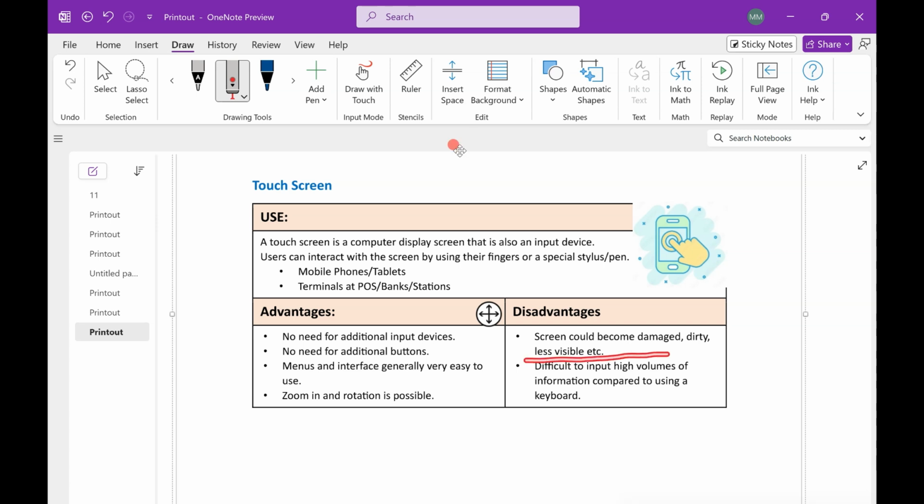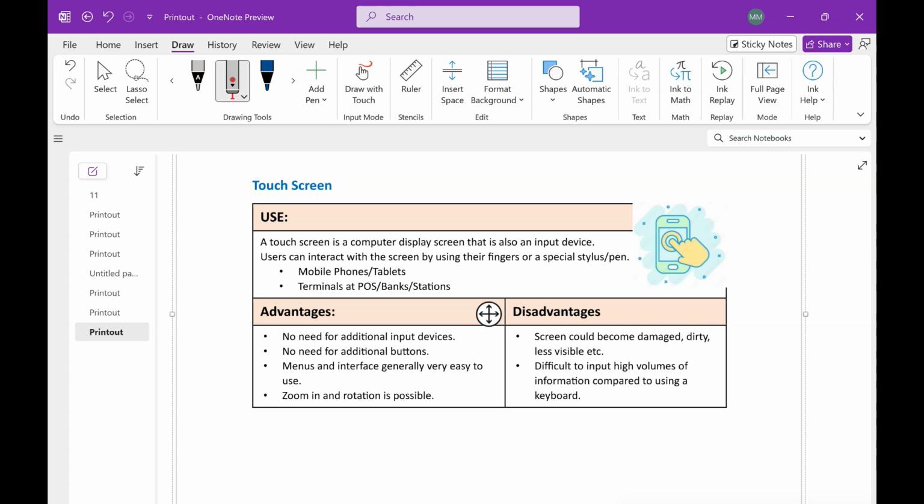And it's not used whenever you would like to input a high amount of information. That's why if you are working in an office, you always prefer keyboard and mouse. For heavy work, we prefer keyboard and mouse. In restaurants, your phones, your tablets, where the amount of information is not that high, we can use any device with a touch screen. Simple.